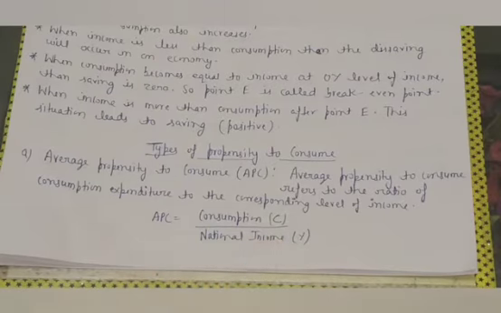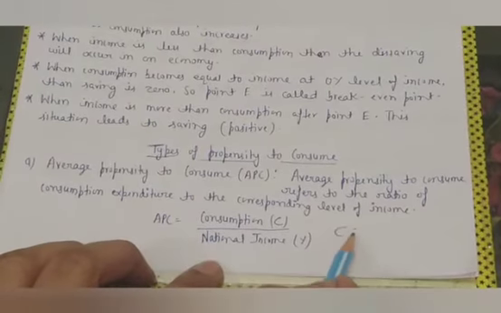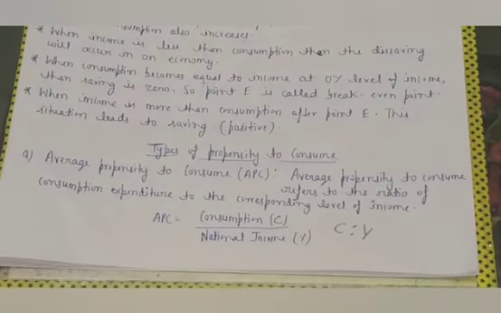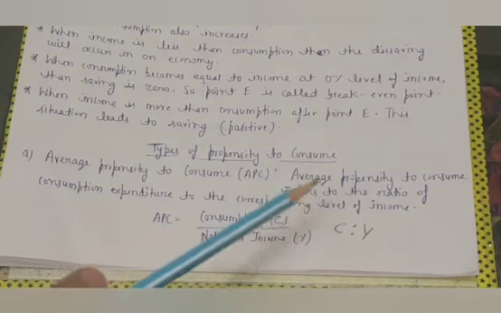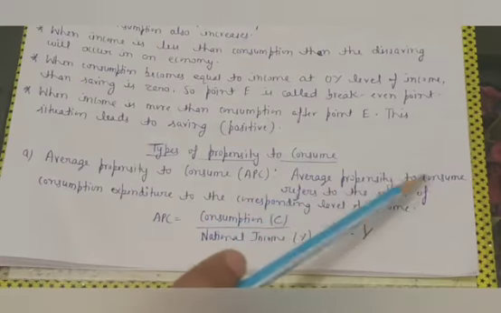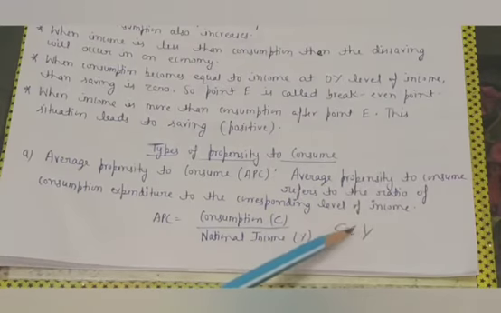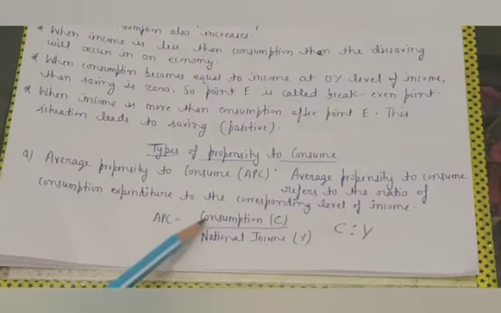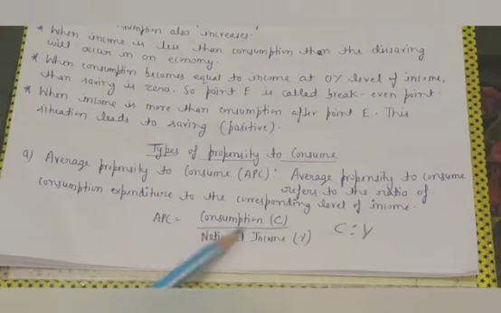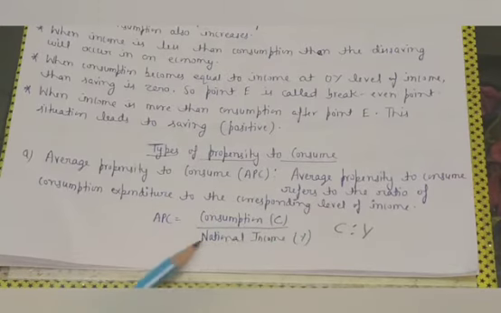Consumption ratio national income means I can write this fraction in this form, C ratio Y. C ratio Y means this definition is according to the formula: average propensity to consume refers to the ratio of consumption expenditure to the corresponding level of income, meaning national income.